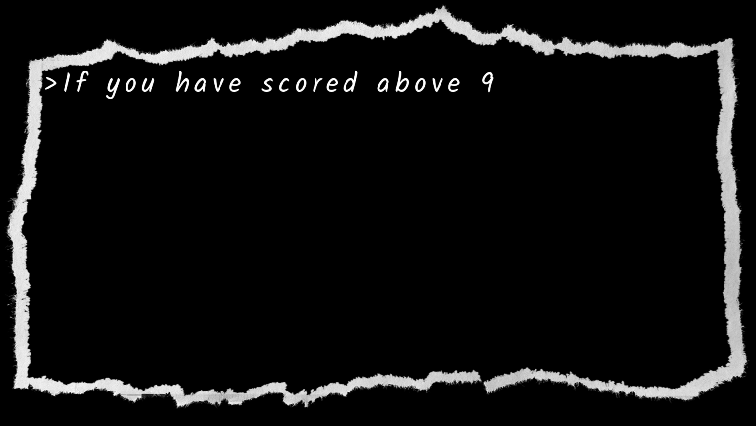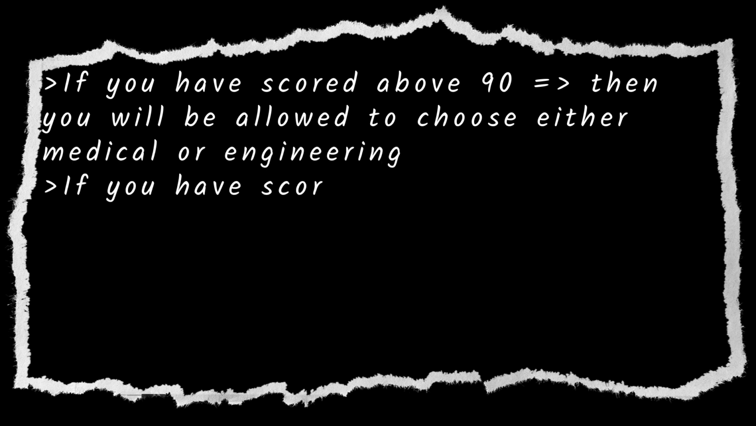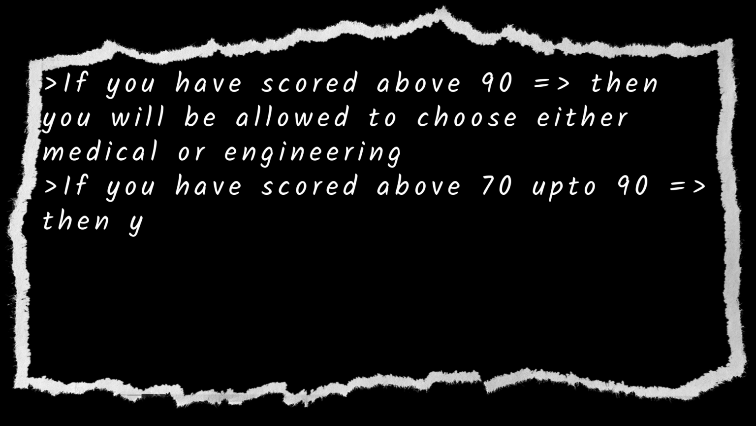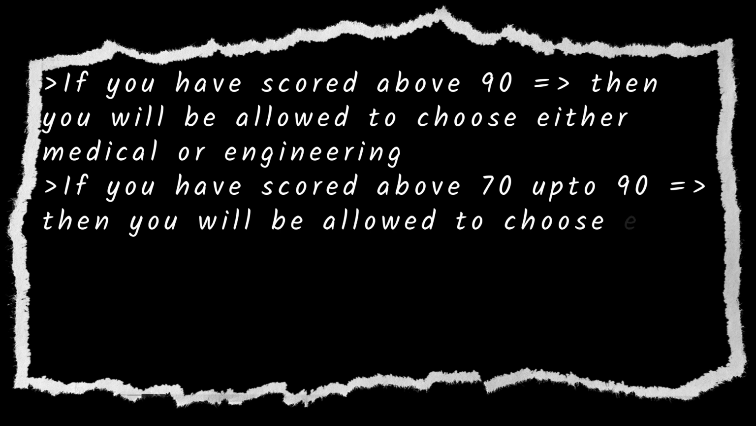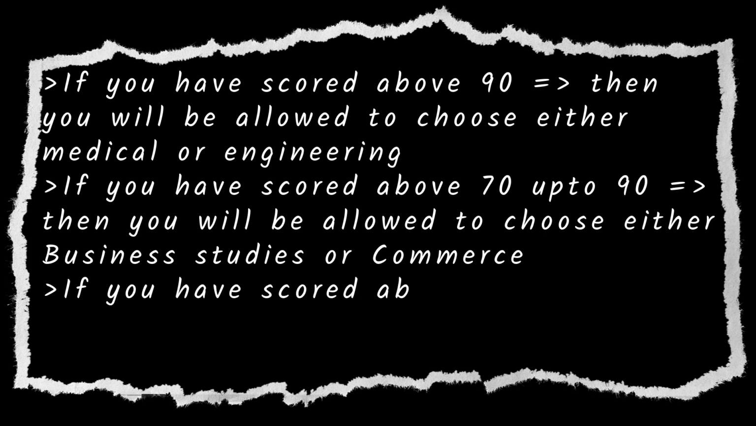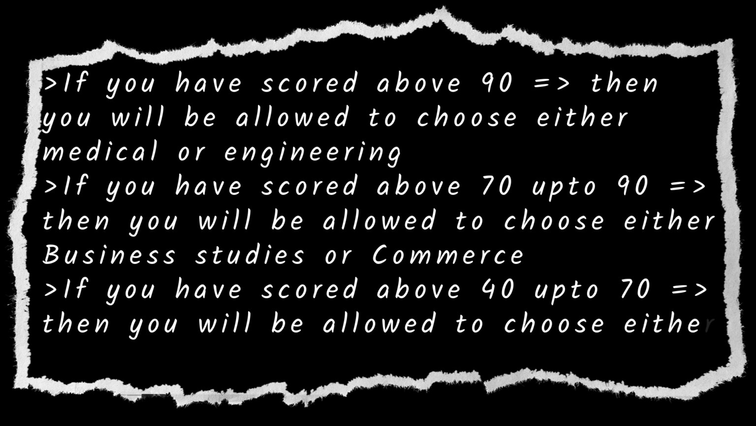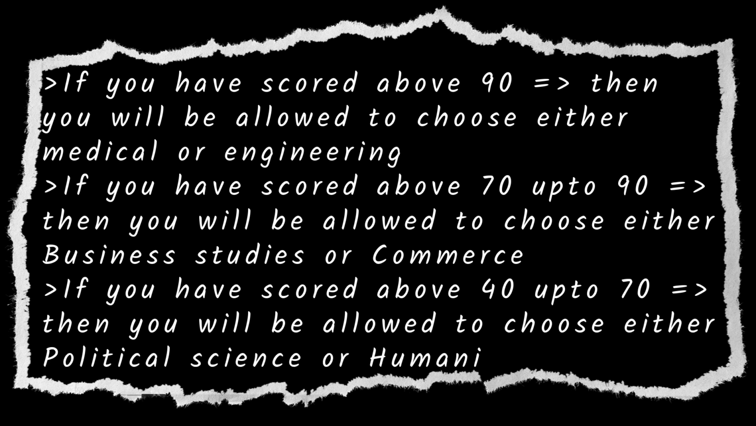If you have scored above 90, then you will be allowed to choose either medical or engineering. And the next is, if you have scored above 70 up to 90, then you will be allowed to choose either business studies or commerce. And the next condition is, if you have scored above 40 up to 70, then you will be allowed to choose either political science or humanities.